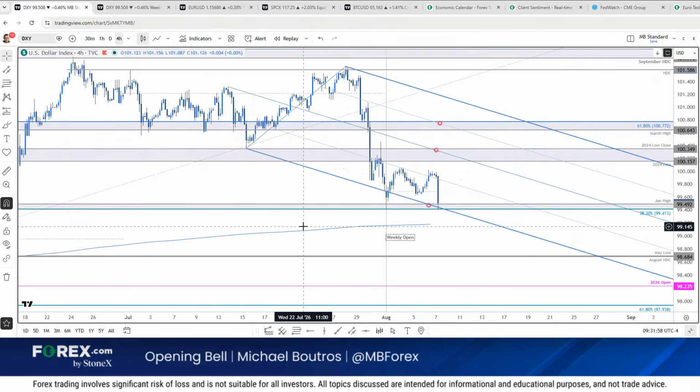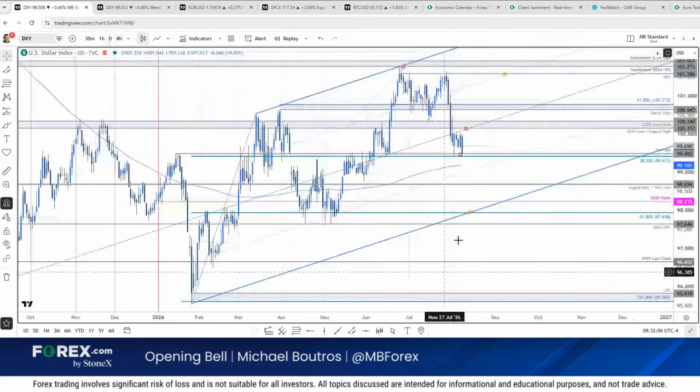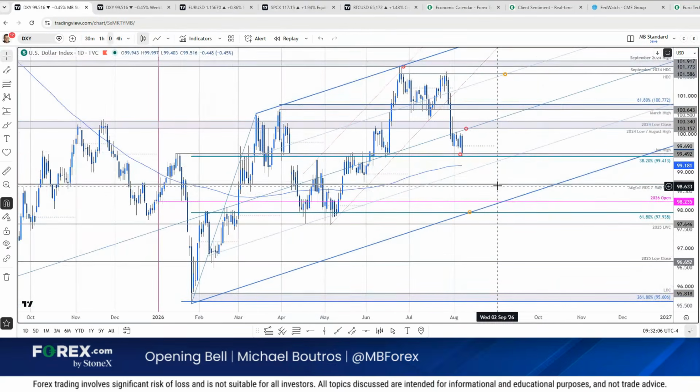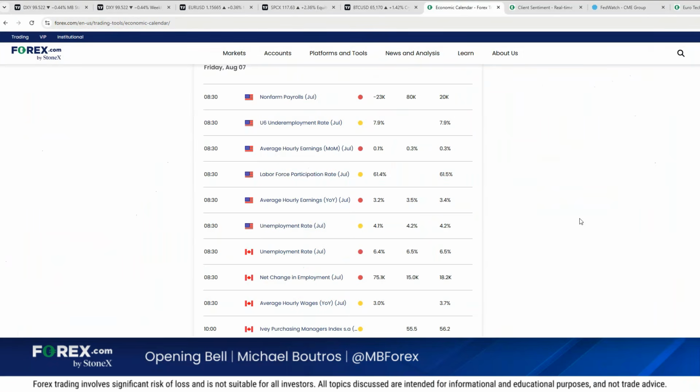The next level down would be that 200-day moving average right above 99, basically 99.18. And then the May low and August high day close gets you 98.69, 98.70. So we are testing a major pivot in price. And it's not just on the DXY. It's also on a lot of the other majors. But before we jump in deeper, here's what the print looked like.